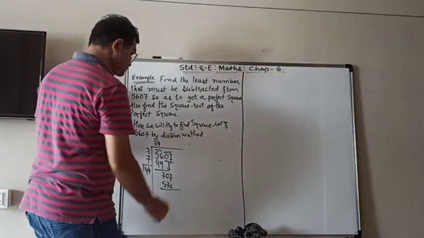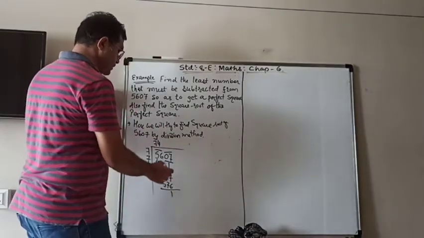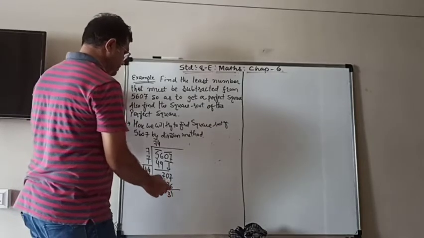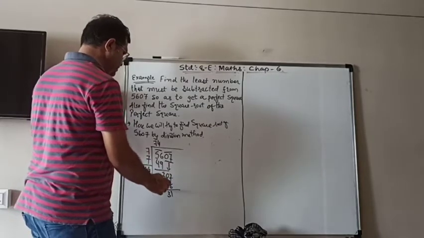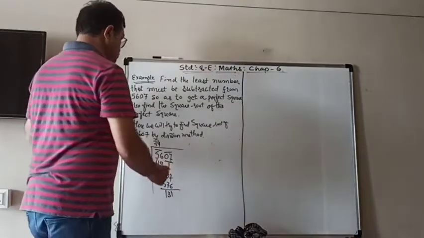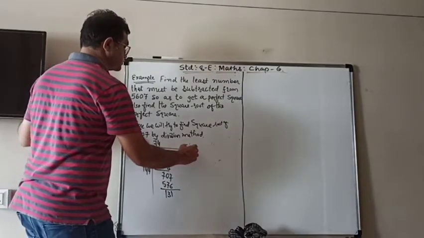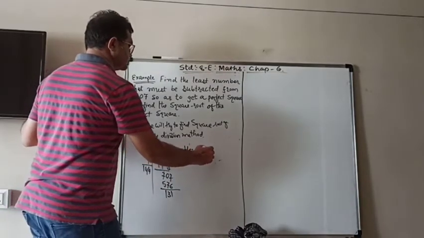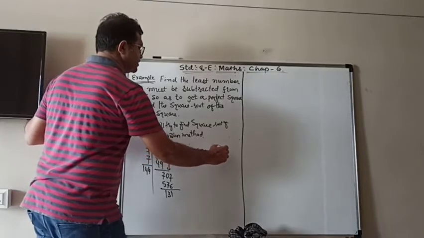So 7 minus 6 is 1, 10 minus 7 is 3, and here remaining 6, 6 minus 5, 1. So we get remainder 131.